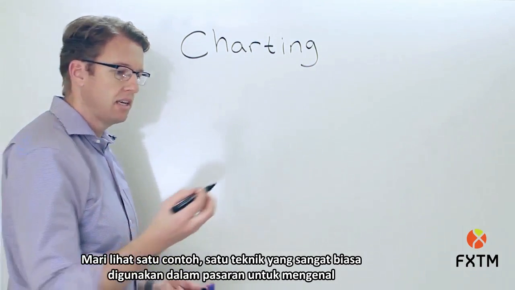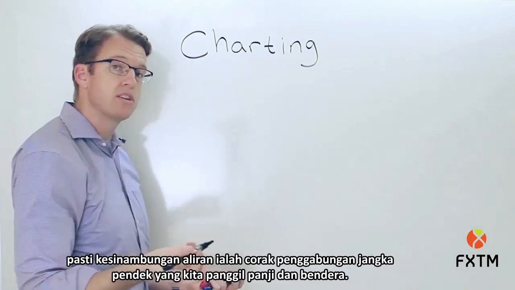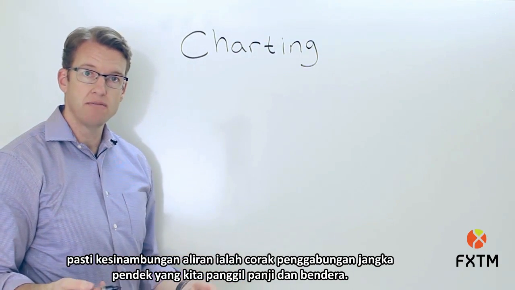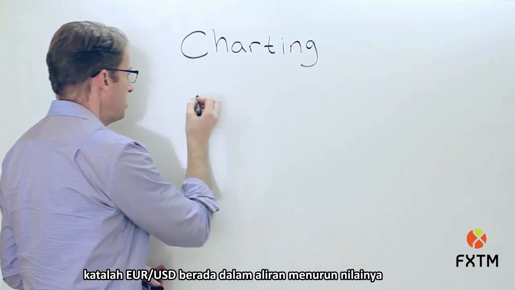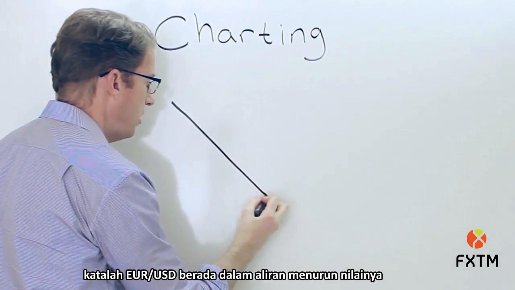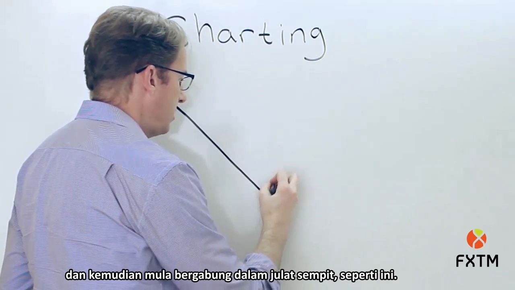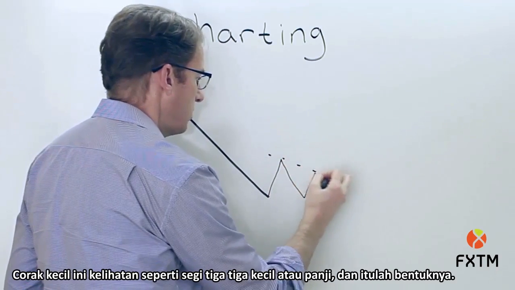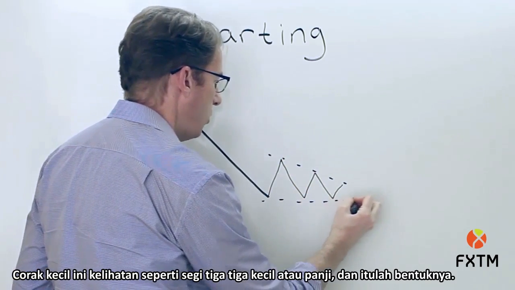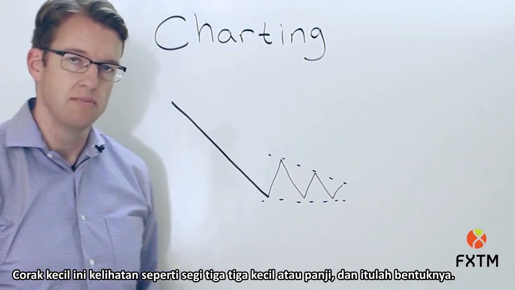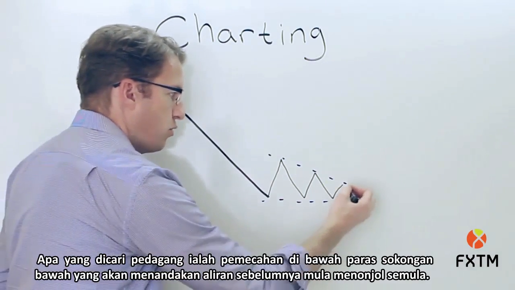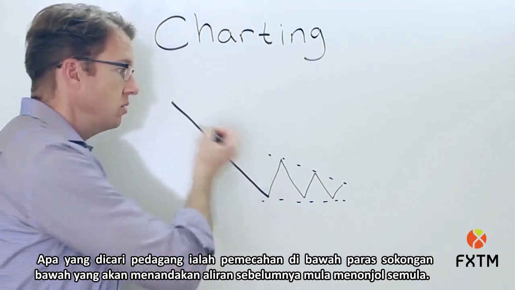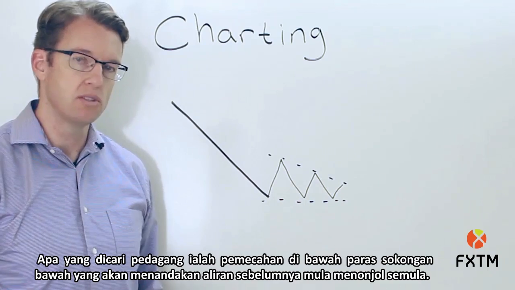A very common technique out there in the market to identify a continuation of the trend are these short-term consolidation patterns that we call pennants and flags. So let's do a bearish example. Let's say that the euro to the US dollar had been falling in value and then begins to consolidate within a narrowing range, just like this. This little pattern looks kind of like a small triangle or a pennant, and that's exactly what it is. What a trader is looking for is a breakout below that lower support level that would indicate that the previous trend was beginning to reassert itself.